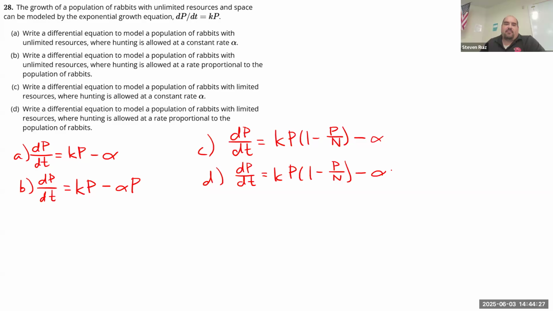So the hunting rate is alpha, but now it's not a constant rate. It is a constant of proportionality that is multiplied by the number of rabbits there are. So there's a lot of constants we don't know the values of, but as far as we can, these are how we can describe these differential equations.